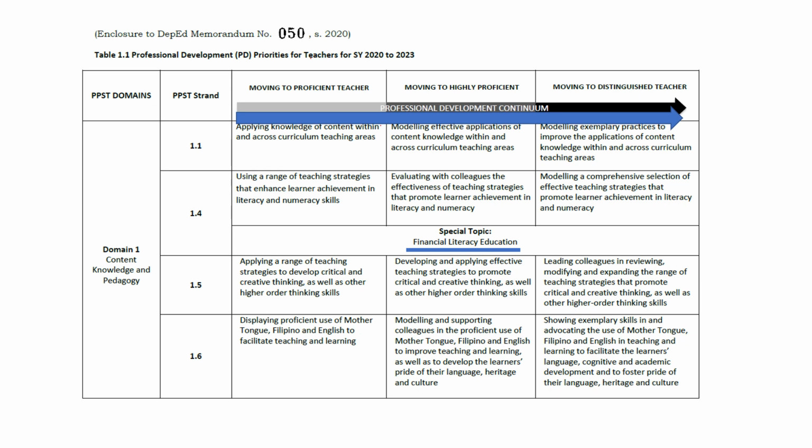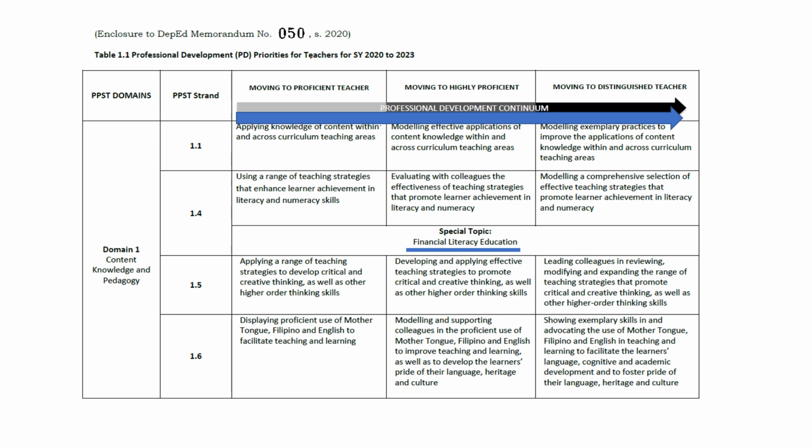As you can see, the parts of the PPST are complete, the domains and the strands on the left-hand corner, while the career stages are listed horizontally. Only, instead of seeing the 4 career stages, as we know them, here they are termed moving to proficient teacher, moving to highly proficient teacher, and moving to distinguished teacher. Stating it in this manner denotes the process of consolidating the practice of teachers in their career stages.